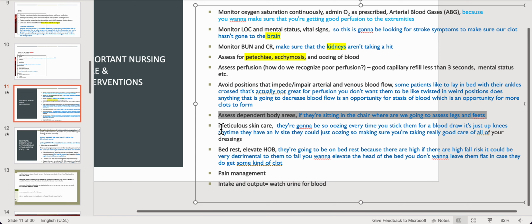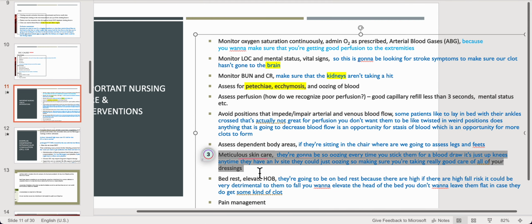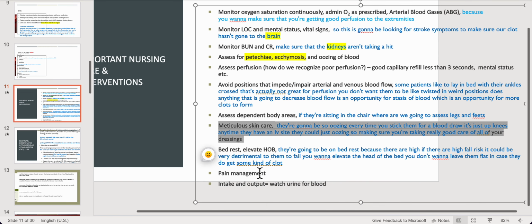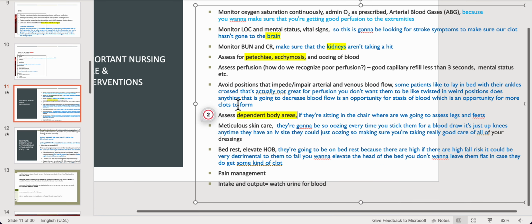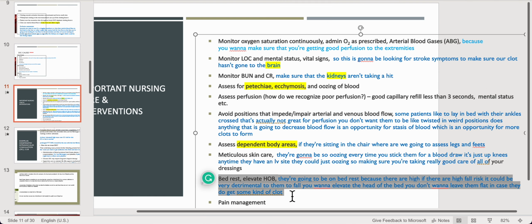Assess dependent body areas. If they're sitting in the chair, where are we going to assess? Legs and feet. Meticulous skin care. They're going to be oozing every time you stick them for a blood draw. Anytime they have an IV site, they could just be oozing, so make sure you're taking really good care of all of your dressings.